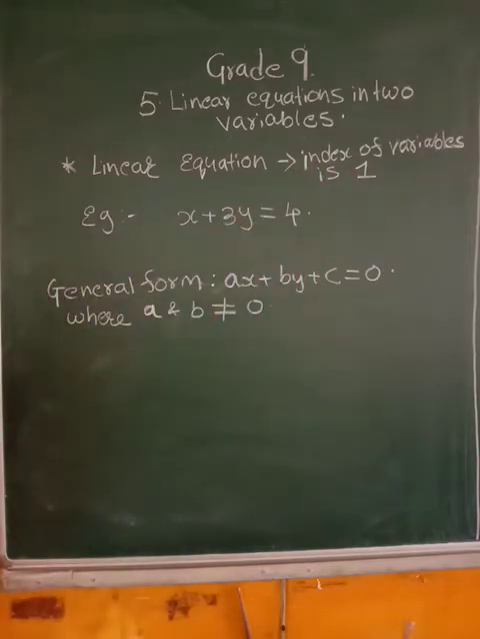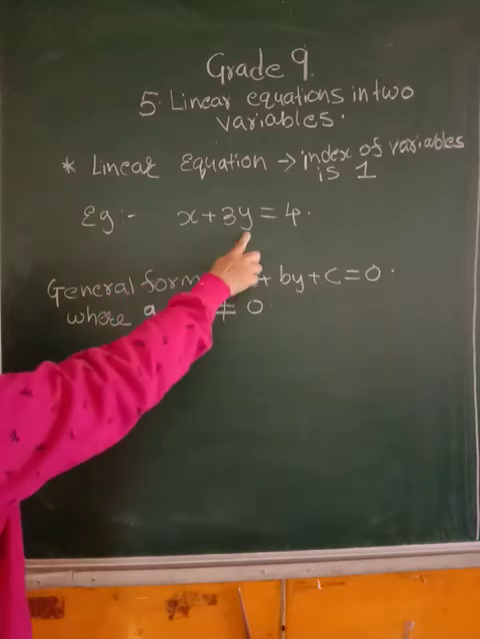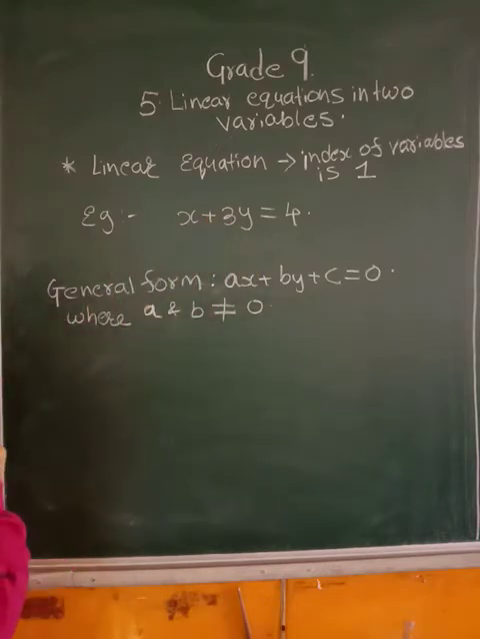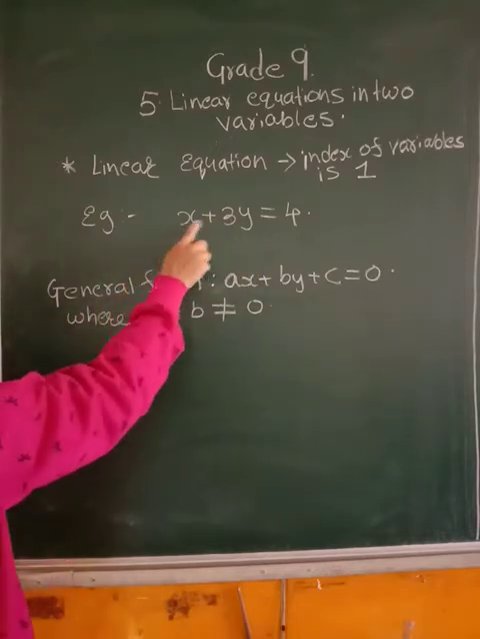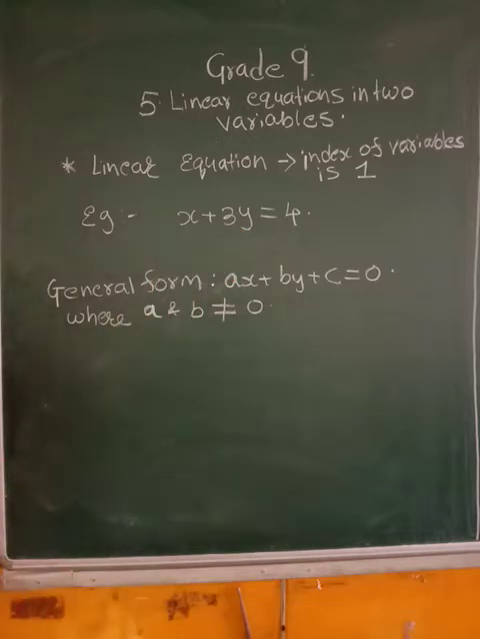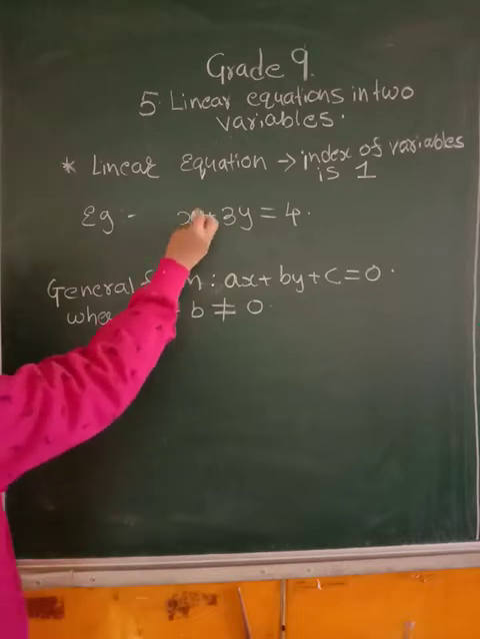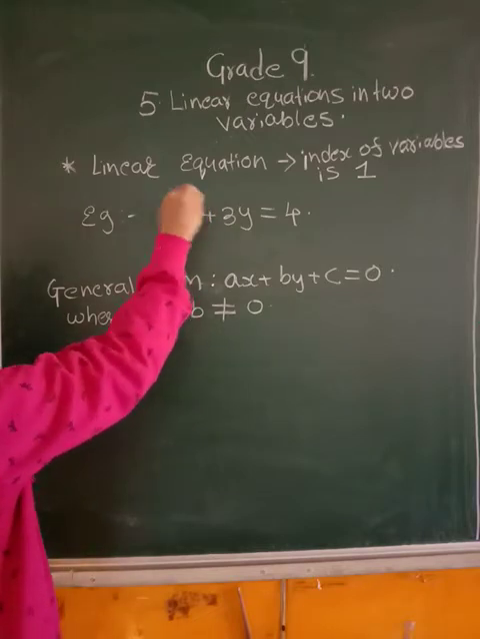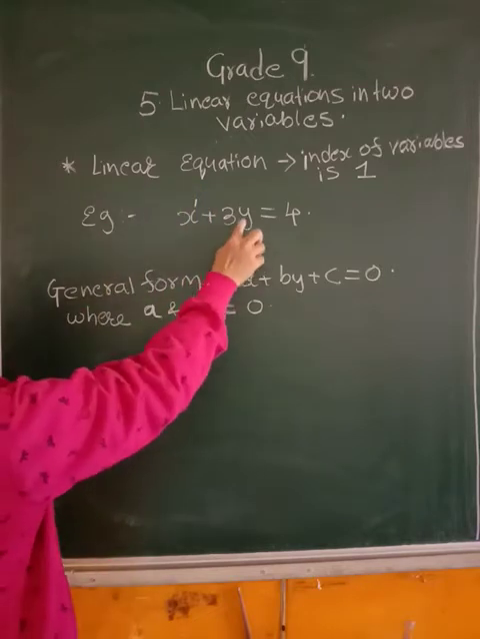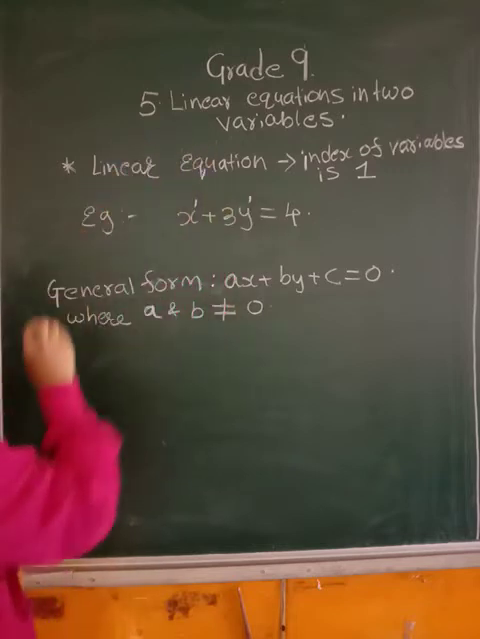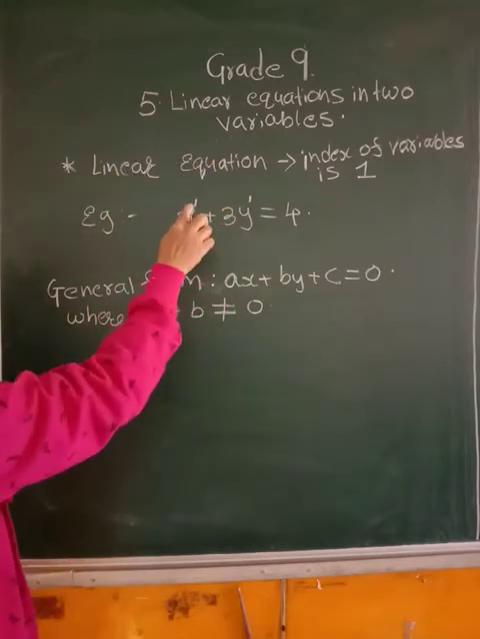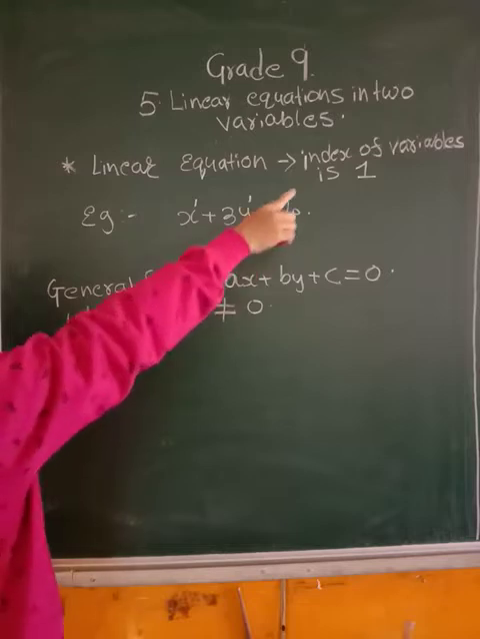What do you mean by index? Power. See, this is an equation. How many variables are there? There are two variables. One is x and one is y. So we have two variables, x and y. Now, what is the power of x? X raised to nothing means it is x raised to 1. And 3y, y raised to nothing means again it is y raised to 1. So the power or index of x and y is 1.